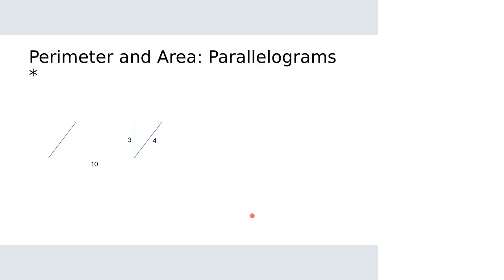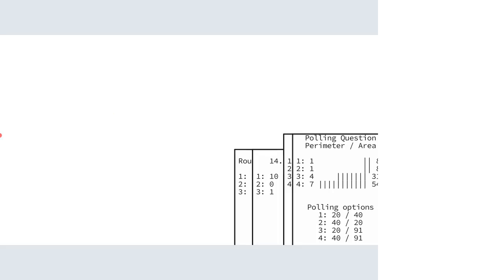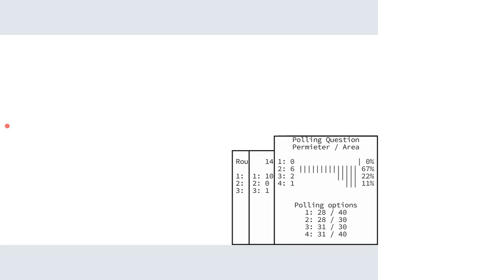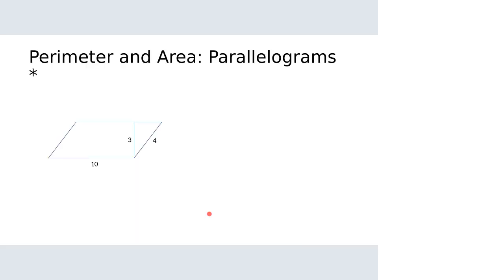All right, let's take a look. Okay, strong agreement, not unanimous. Not everybody was in on this one, so maybe we'd be a little careful as we go through it. So the first thing that we'll do is, since we know we have a parallelogram, however long this side is, this side's the same length, so that's going to be 10. Same thing's true. If this is 4, then this is going to be 4.